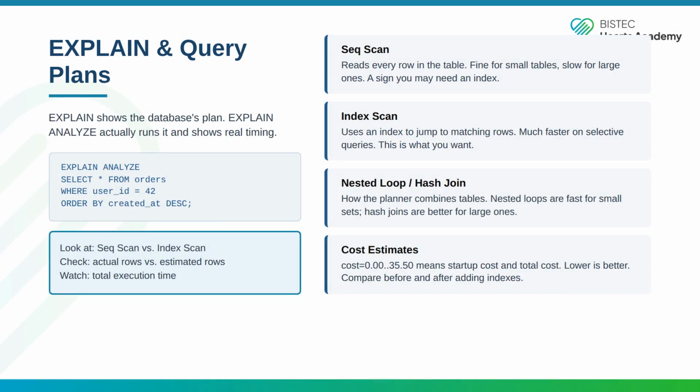EXPLAIN is the most important performance tool in PostgreSQL. It shows you what the database planner intends to do with your query. EXPLAIN ANALYZE goes further. It actually runs the query and shows you real timing data.